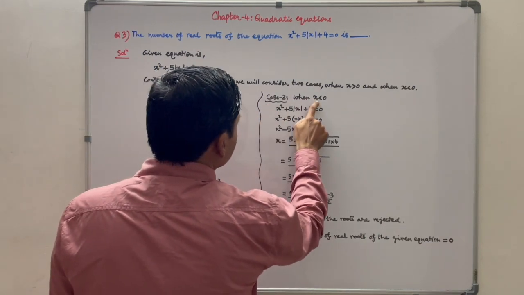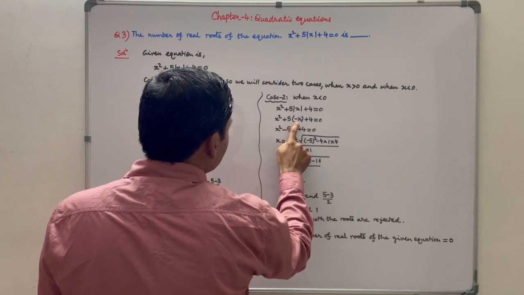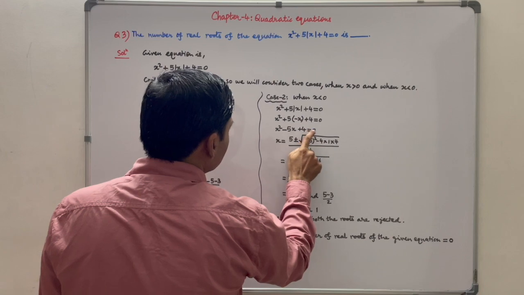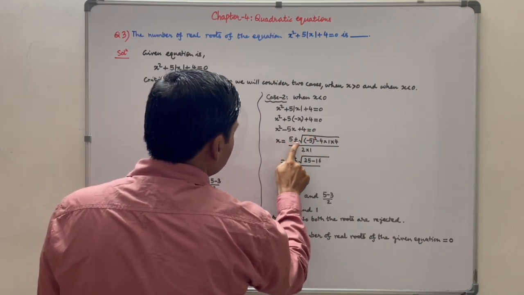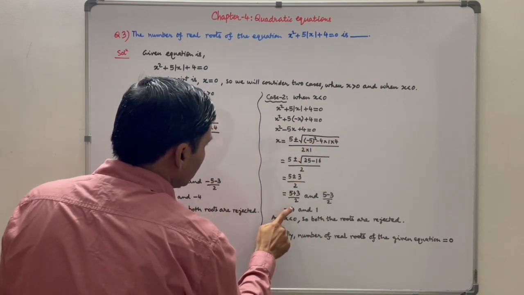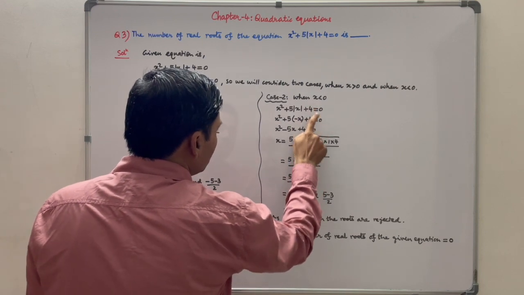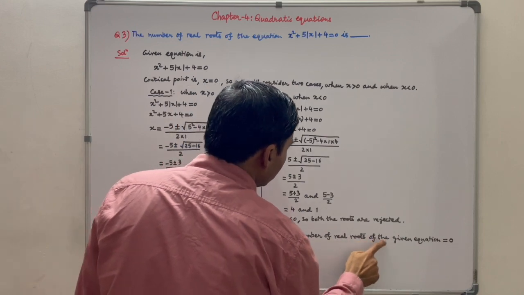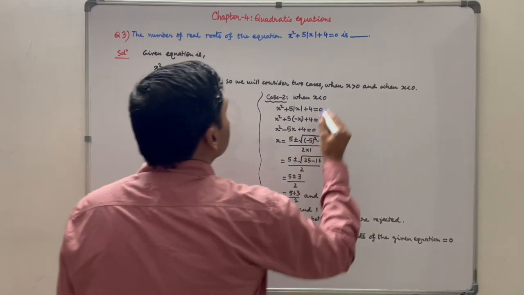Case 2, when x is less than 0. So mod x is equal to minus x. So the quadratic equation will be x square minus 5x plus 4 is equal to 0. Its roots are given by minus b plus minus under root b square minus 4ac upon 2a. So the roots are 4 and 1. But x is less than 0, so both the roots are rejected. So finally, the number of real roots of the given equation is 0. So the answer is 0.